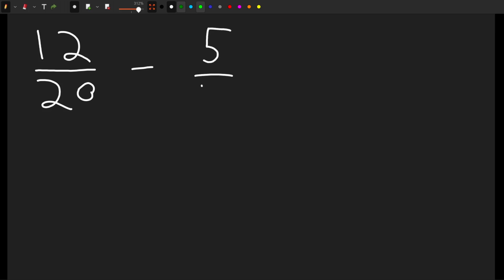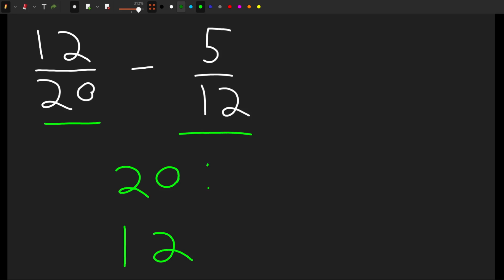So we will have 12 over 20 minus, this time we'll subtract 5 over 12. Now, in this case, we need to find the lowest common multiple of 12 and 20. So we're going to first find the prime factorization of these two denominators. So we'll have 20, and we'll have 12. I use the colons, although you can use any symbol you want to separate the prime factorization from the numbers themselves.